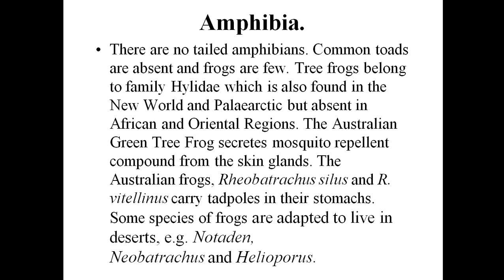When you look into amphibians, there are no tailed amphibia. Amphibia with tail, that is the Urodela members, are not here. Common toads are also absent, even the frogs are few in number. But you can see tree frogs belonging to family Hylidae. This is found in both Oriental, New World and Palearctic, but this Hylidae is absent in the African and Oriental region.